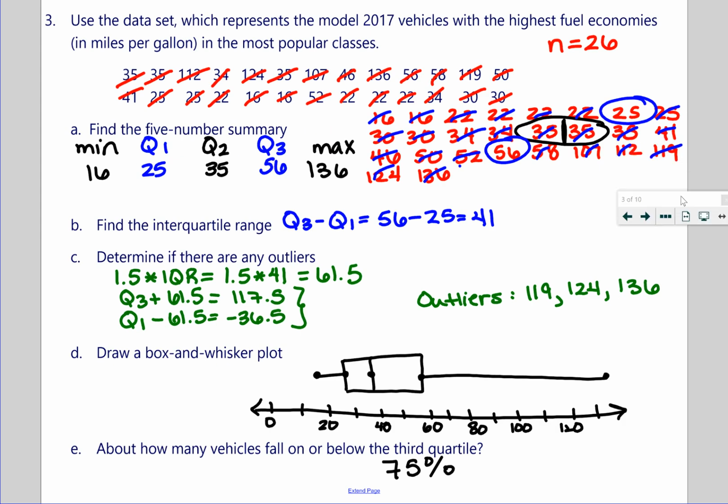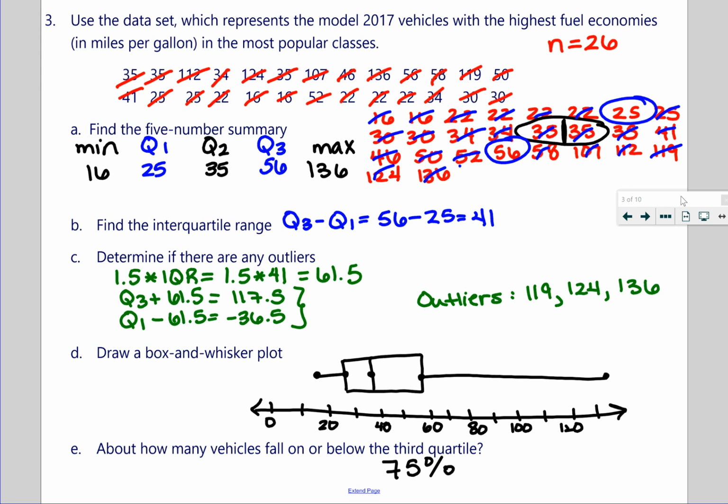Okay. Next on number 3, this is our big problem from section 2.5. If you look back at your notes, this was all of our quartiles, 5-number summary, determine if there's any outliers from those quartiles, box and whisker plot, and then percentage.